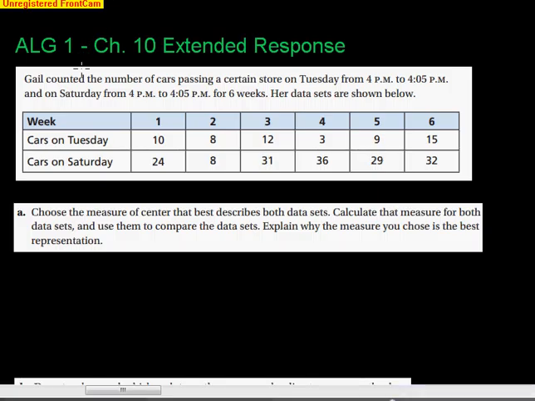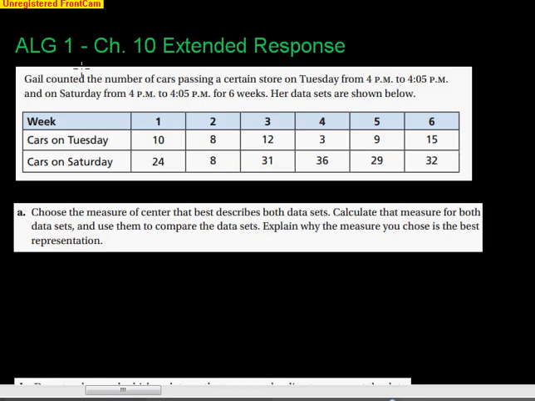Okay, so this video is meant for Algebra 1. We are talking about an extended response question from Chapter 10 over probability and statistics. It says Gail counted the number of cars passing a certain store on Tuesday from 4 to 4:05 and Saturday from 4 to 4:05 for 6 weeks. Her data is shown below.